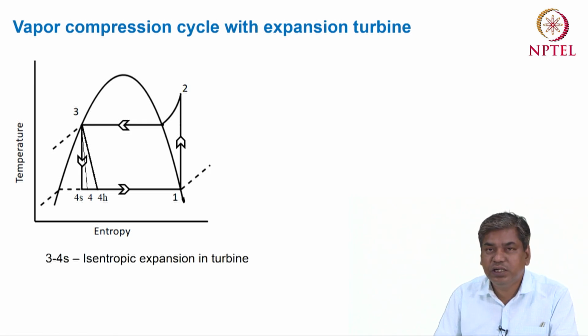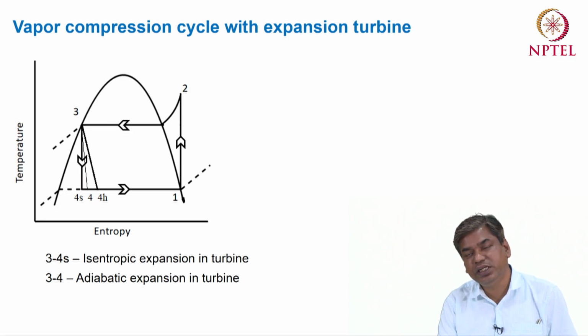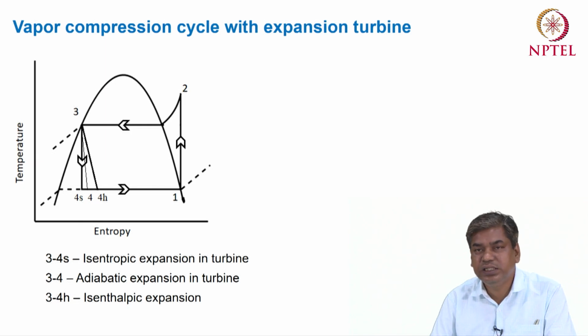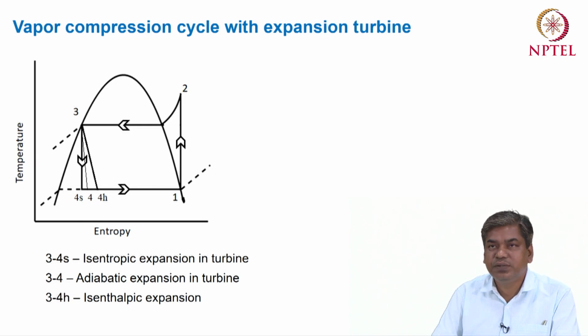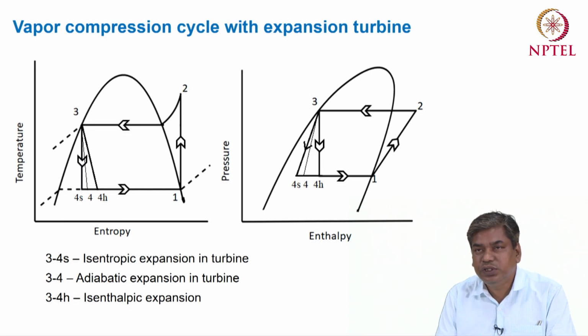The same thing we can represent in a PH diagram. You can see the basic difference: 3 to 4s is the isentropic expansion in a turbine, and 3 to 4 is the actual expansion in a turbine, or adiabatic expansion in a turbine. By default this process is assumed as an adiabatic process, whereas 3 to 4h is the isenthalpic expansion in an expansion device, which is for the basic refrigeration cycle. The same thing we can represent in a pressure-enthalpy diagram also. So 3 to 4h is the isenthalpic process, and 3 to 4 is the process in a turbine.